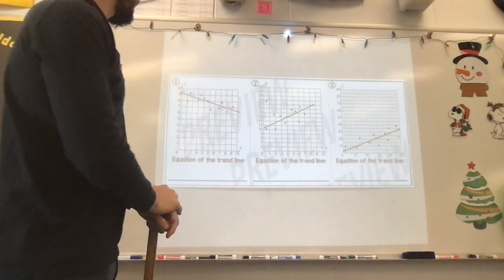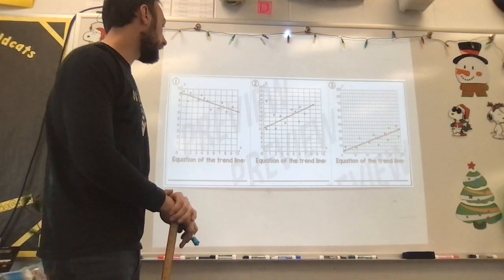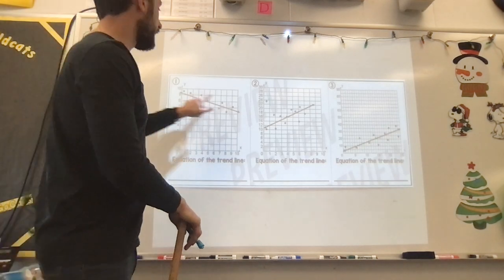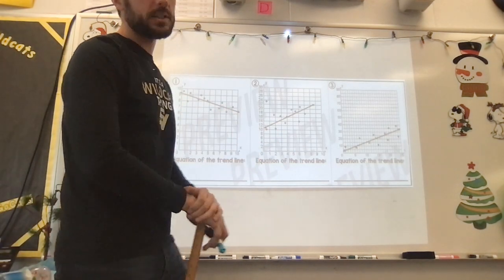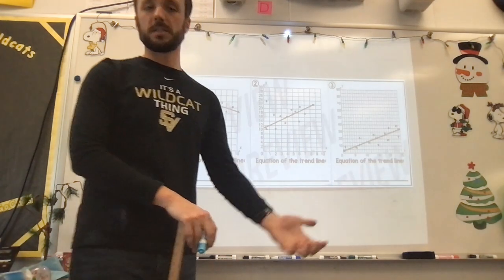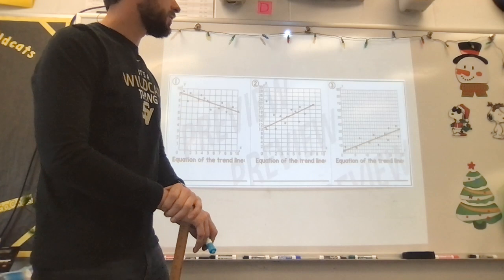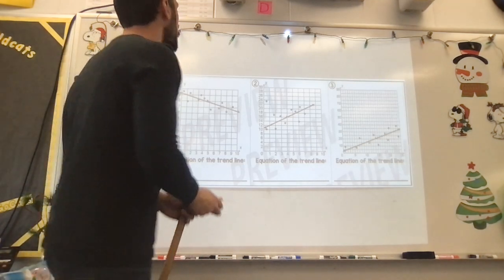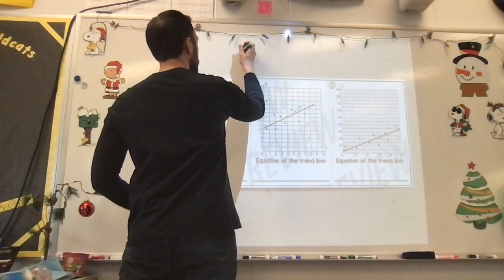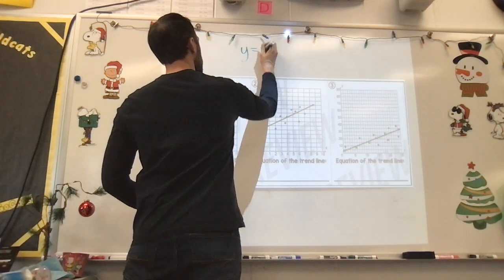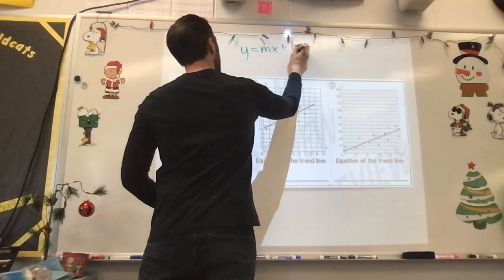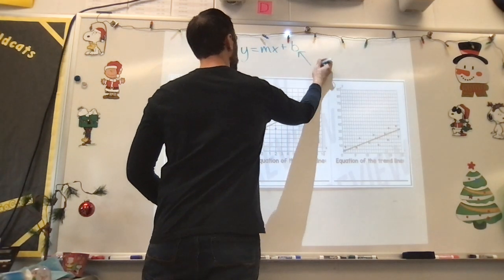So for this, we have to write the equation of the trend line. If you notice, they already have the trend lines. A trend line is just another way of saying line of best fit. They already have the trend lines drawn for us, and our job is just to write that equation. So we're always going to use y equals mx plus b. And our b is always going to be probably the easiest one, the first one we should find here.